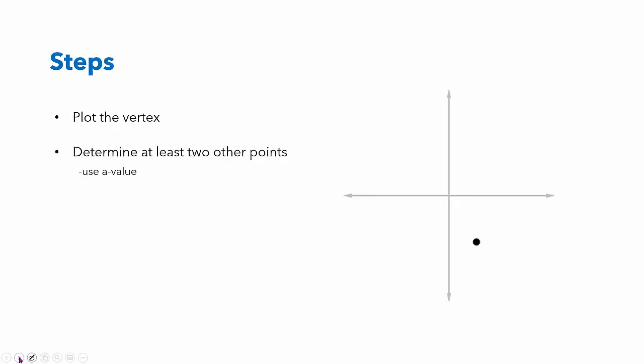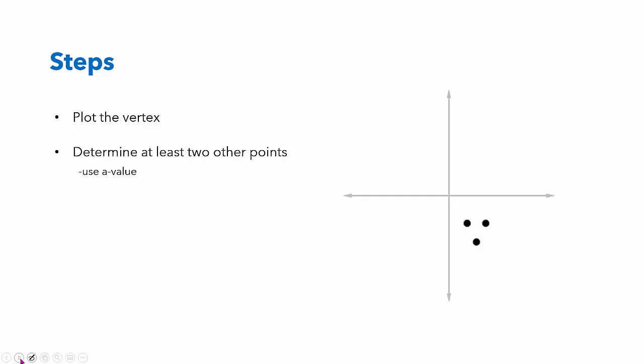Okay, so here are the steps to graphing something in vertex form. The first thing, you want to identify that vertex and plot it. So let's just say we have a random vertex here, and that's because I can see what the vertex is right away. Next, you're going to figure out at least 2 other points on that graph. So one way would be to use the A value, as I was talking about just now.